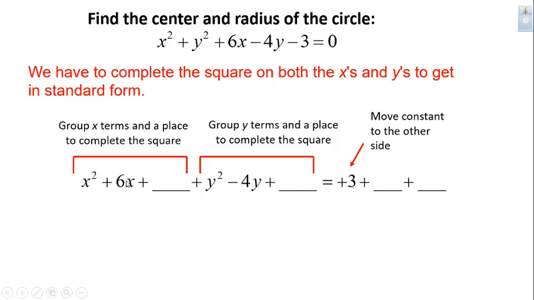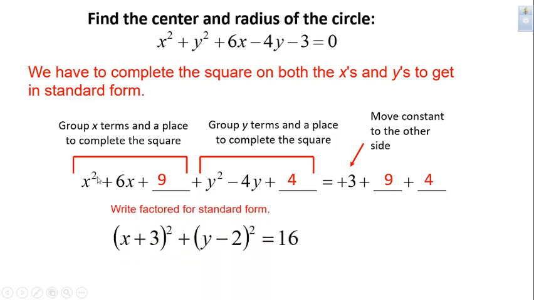Well, to get the perfect square, the coefficient of x squared here is 1, and likewise with y squared. So I just take the 6, divide it by 2, which is 3, and square that number, and that gives me 9. So I'd add 9 to both sides. Then the same thing with the negative 4. Half of negative 4 is negative 2, and when I square that, I get 4, which I will add to both sides.